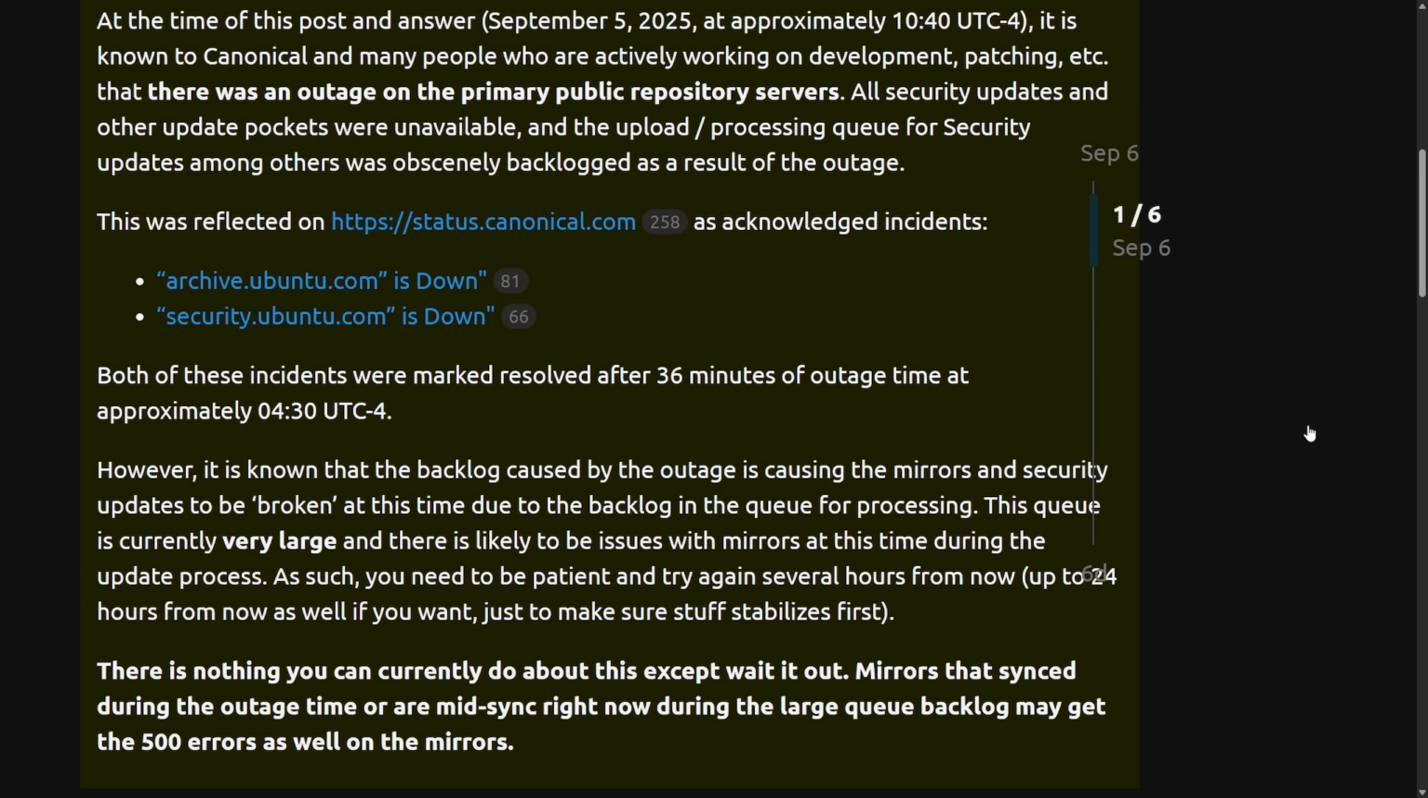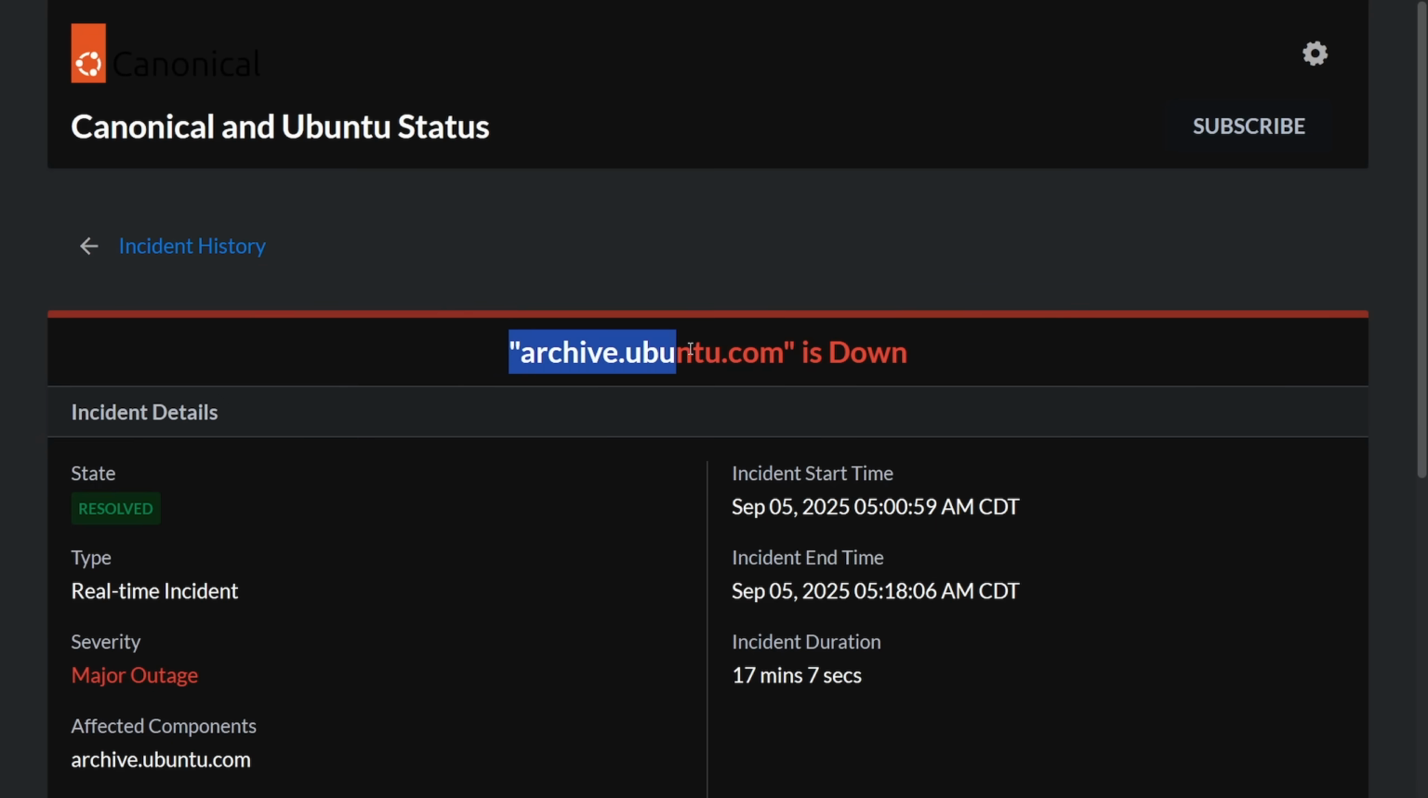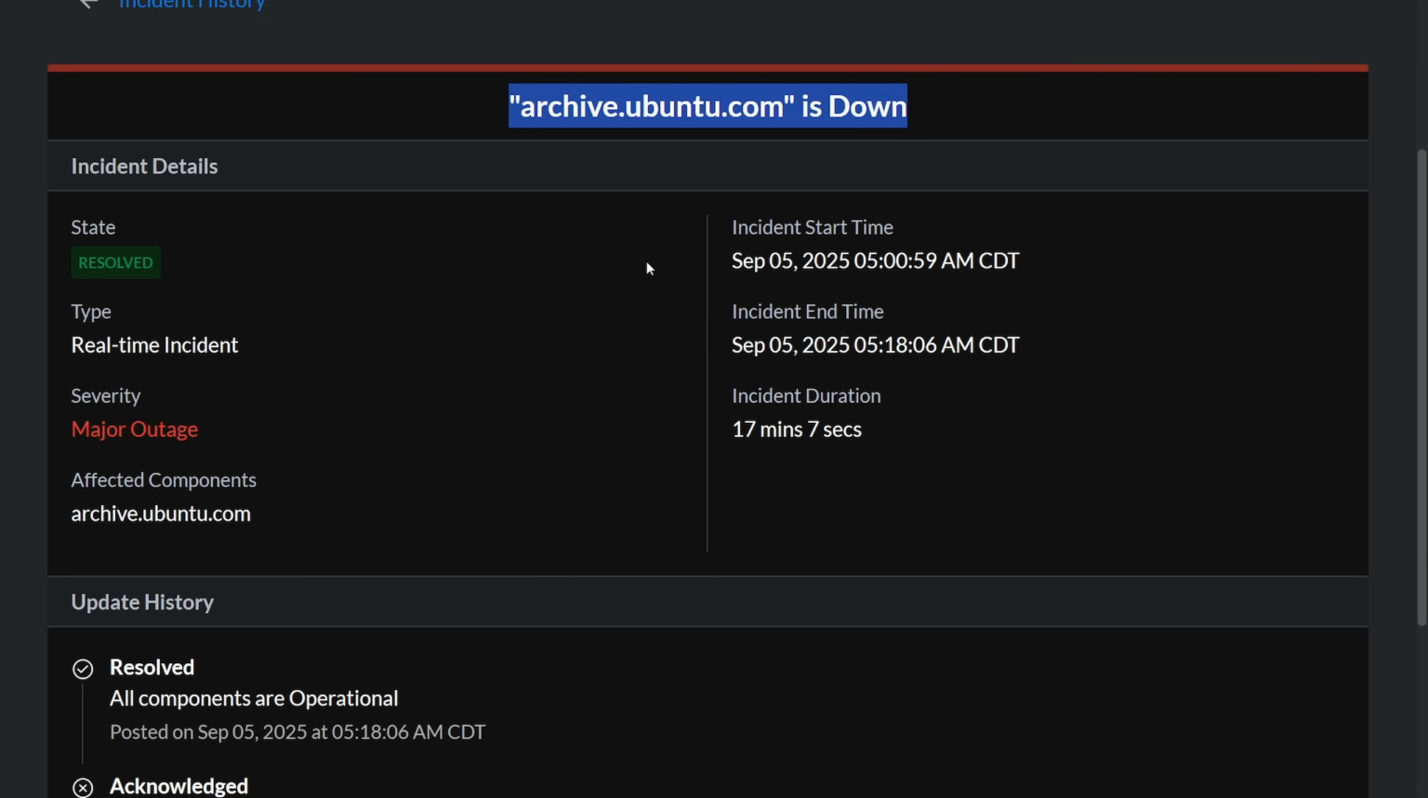Anyways, the team began scrambling as archive.ubuntu.com was down. Here's the incident. It's now resolved, and it was a real-time incident with a major outage severity. It affected the entire archive.ubuntu.com repo, which is the primary official package repository for Ubuntu, so you understand why it's so important when it goes down. It's where apt pulls most of its packages when you run things like update, upgrade, and install.